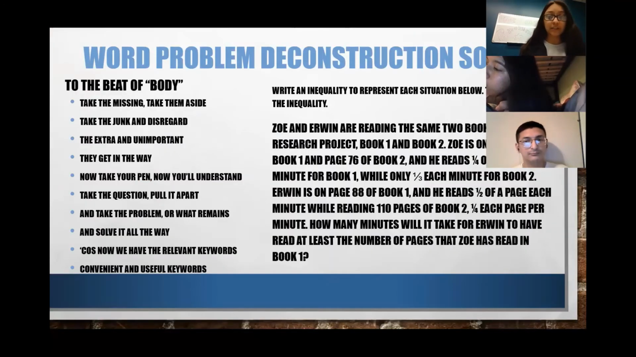But first, I have a quick deconstruction song to help you memorize this. I know that some questions are really big, such as this one. So I made this song to help you memorize the keywords and how to integrate the important information from each problem. Ready?